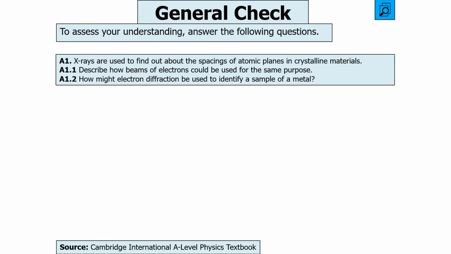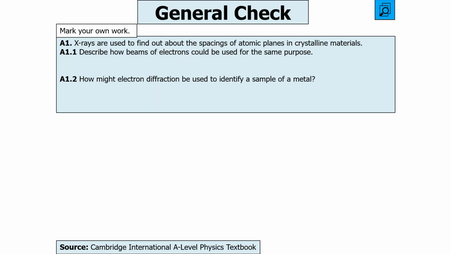The next question says, X-rays are used to find out about the spacings of atomic planes in crystalline materials. Describe how beams of electrons could be used for the same purpose, and then how might electron diffraction be used to identify a sample of a metal. So pause the video now, then unpause the video when you want to go through your answer.